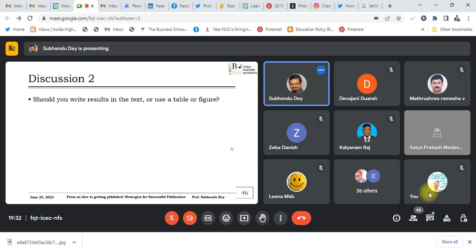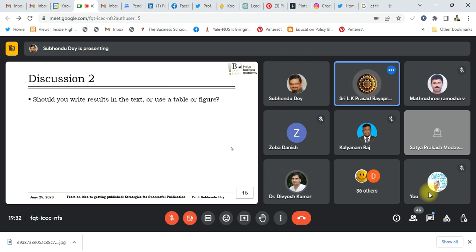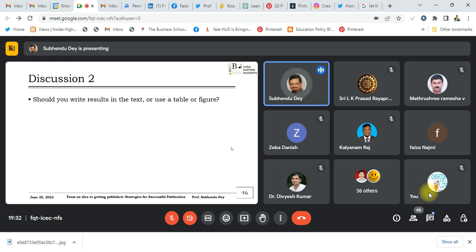Now, I want you to discuss this. What is better? Writing results in the text or using a table or a figure? What is better? A table or figure, more appropriate? A table or figure always?